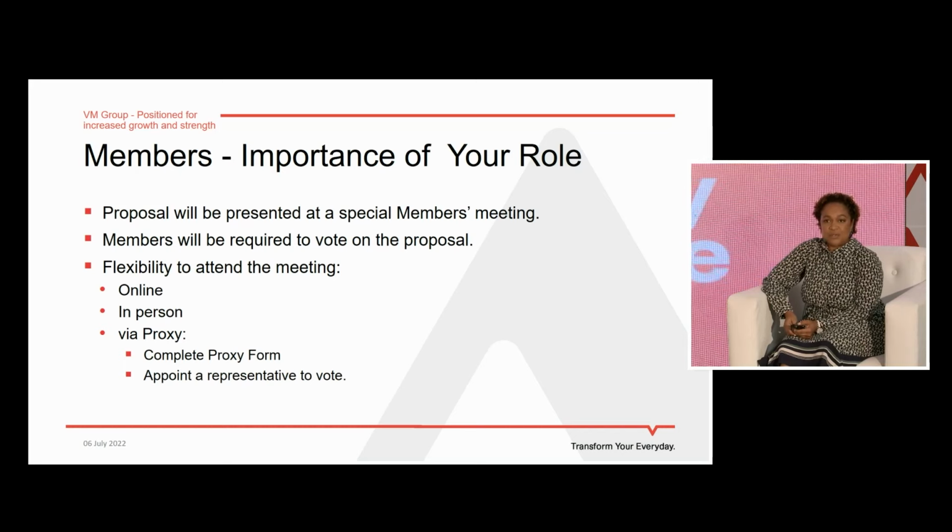So we're asking you to look out for the notices. It will be in the media. It will be posted on our website. We will have information in our branches to assist you. And we're asking you to please attend the meeting so we can vote on this very important proposal.